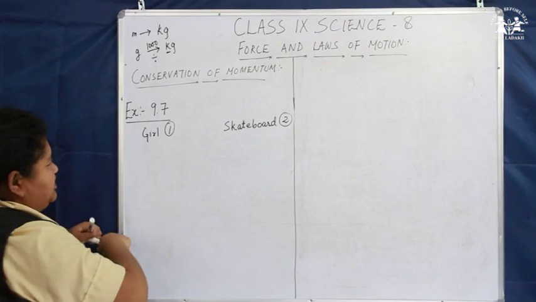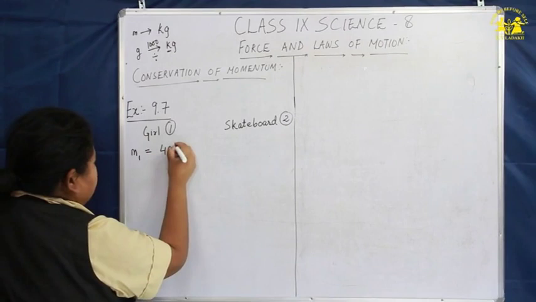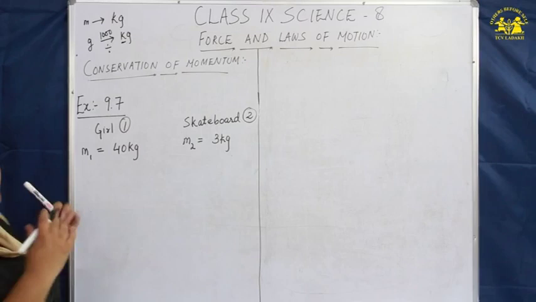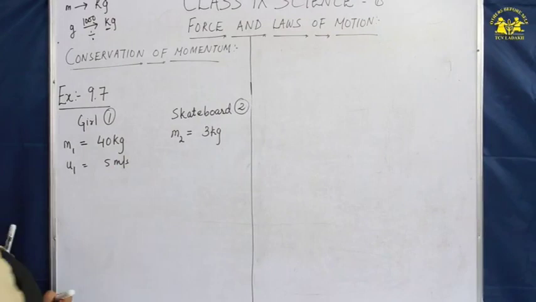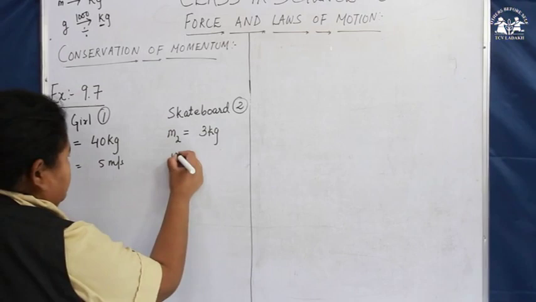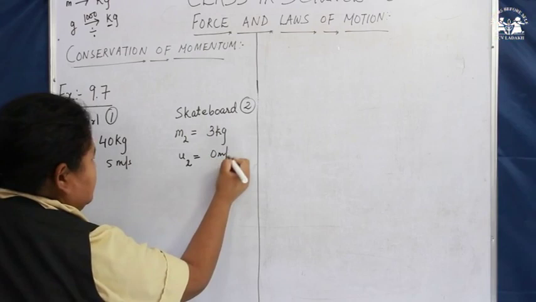Okay, the mass of the girl is 40 kg, whereas the mass of the skateboard is 3 kg. The girl's initial velocity is 5 meters per second, whereas the skateboard is at rest. The initial velocity of the skateboard is 0 meters per second.